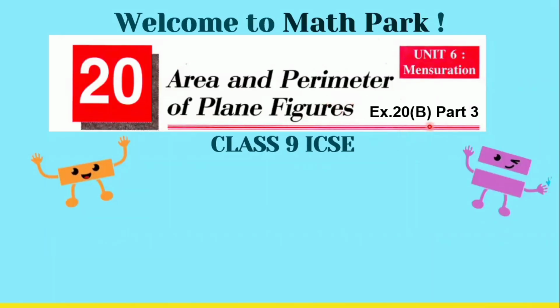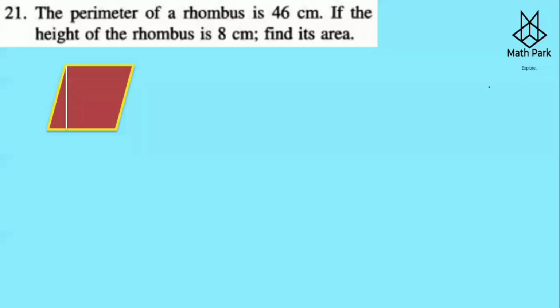Let us solve exercise 20b part 3. Question number 21. The perimeter of a rhombus is 46 and if the height of the rhombus is 8 centimeter, find its area. Now the rhombus is also a parallelogram. So if we know the base, we will be able to find its area.